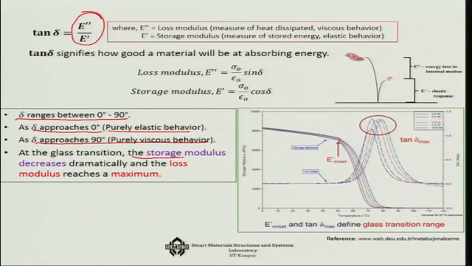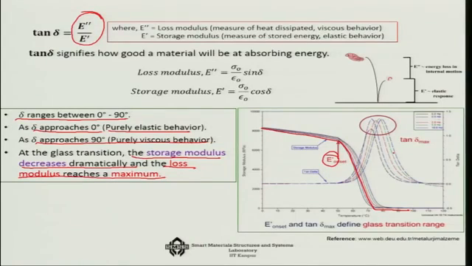At the glass transition temperature, the storage modulus decreases dramatically, I told you, and the loss modulus reaches a maximum. So this is the real modulus or the storage modulus. So at the glass transition, the storage modulus is decreasing, so E prime is decreasing.